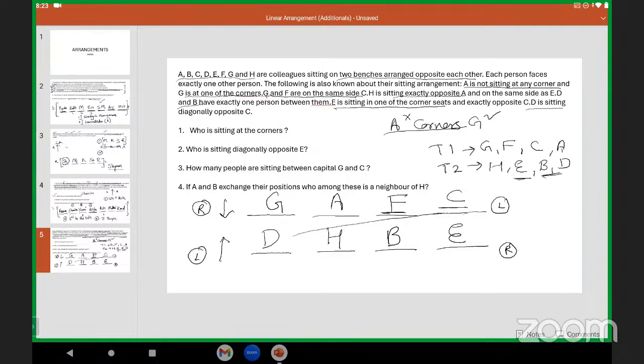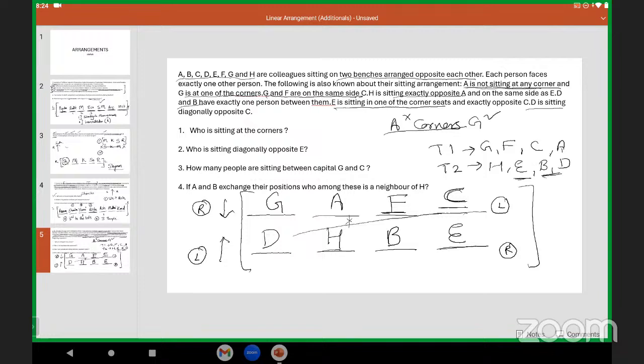So let's try to go again with the given data. Data 1, A is not sitting at one of the corners. Yes, A is not sitting at any of the corners. And G is at one of the corners. Yes, G is at one of the corners. And G and F are on the same side as C. Yes, same side as C. And H is exactly opposite A. Correct. And on the same side as E. Yes, H is on the same side as E.